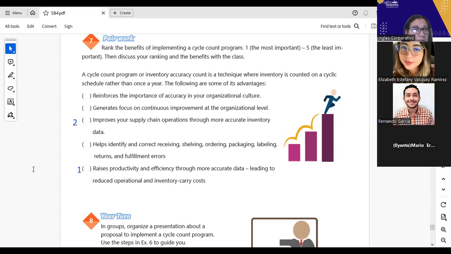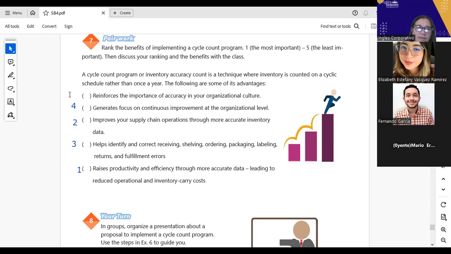Number three. The third one is help identify and correct receiving, packaging, labeling, and returns errors. Help mend errors. Number three. The fourth one is generate focus on continuous improvement at the organizational level.